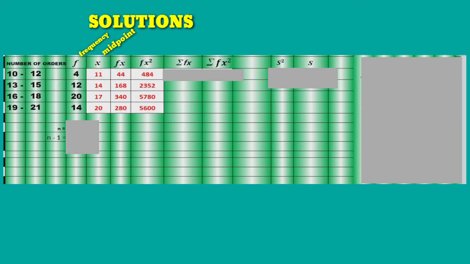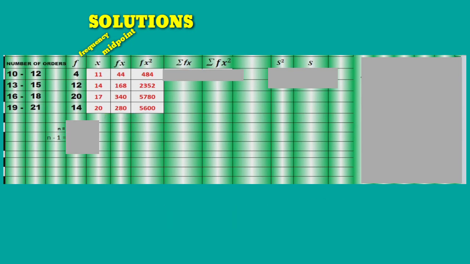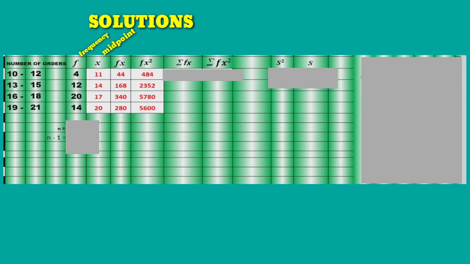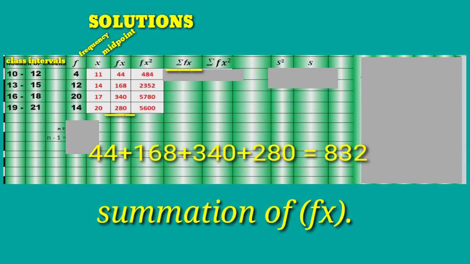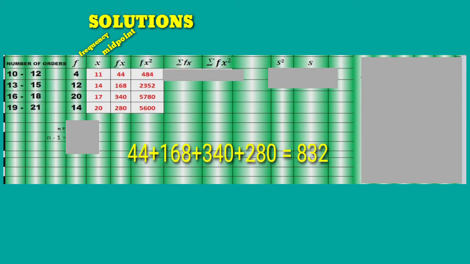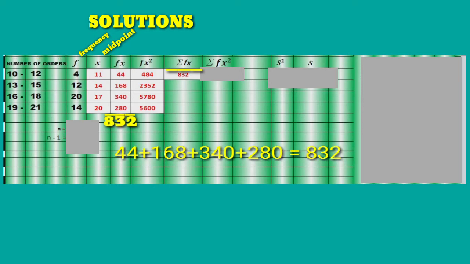How to do that? To do that is just add all your column fx. To get the summation of fx, add all your column fx. So just add 44 plus 168 plus 340 plus 280, and the result is 832.